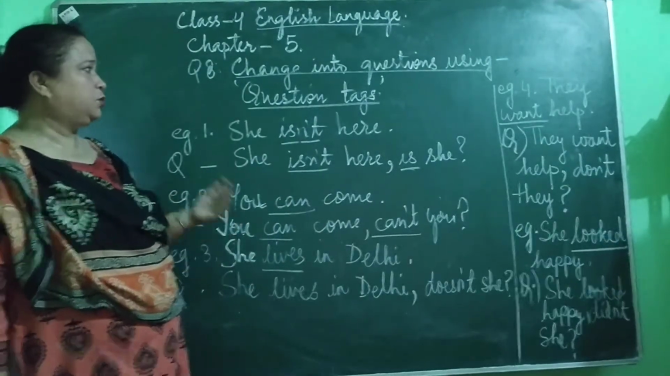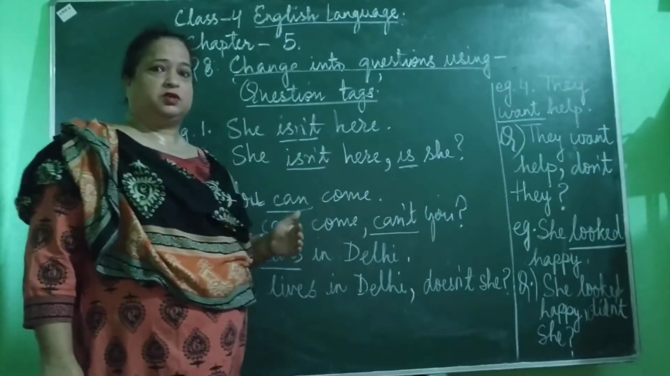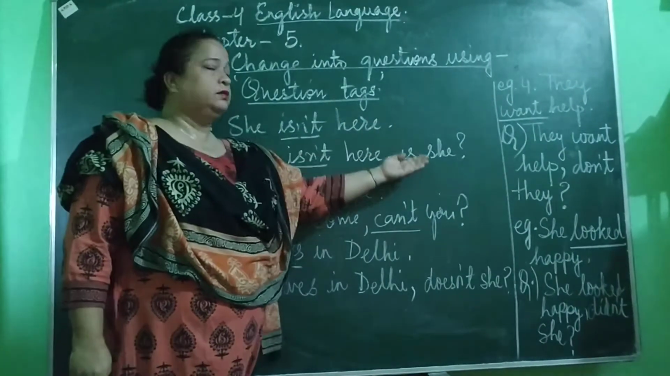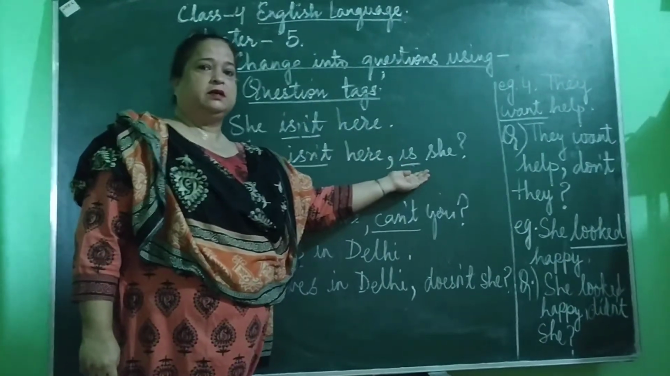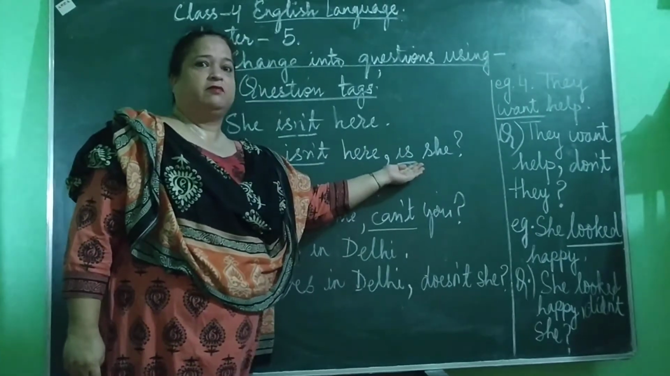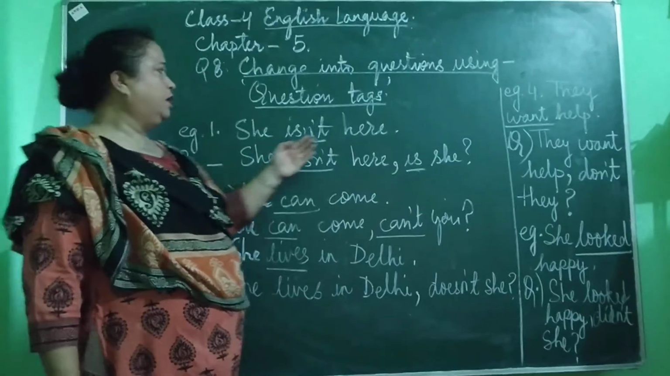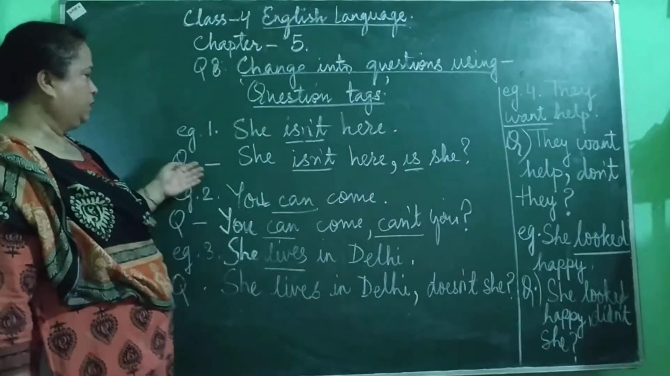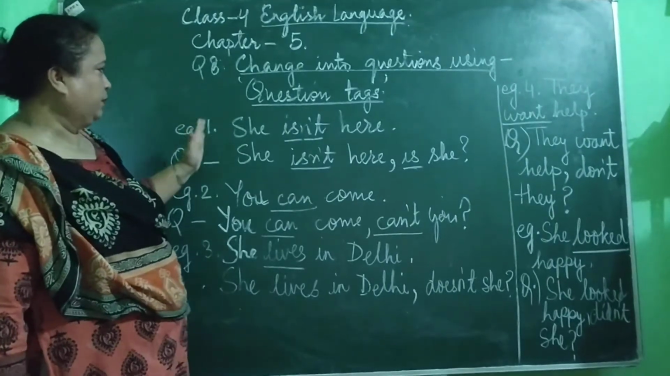So while changing it into the question tag, we write the sentence as it is, but then we change the helping verb, which was isn't, into the positive form. And then after writing the helping verb, we write the pronoun or the noun. So let us have a look at the first example.